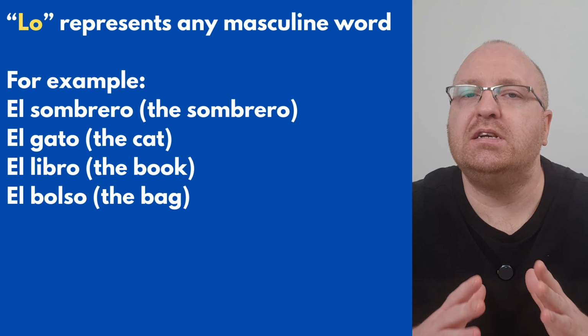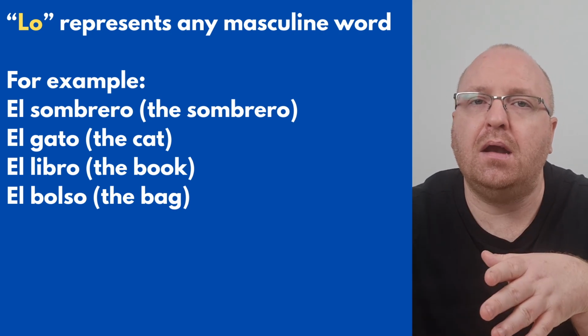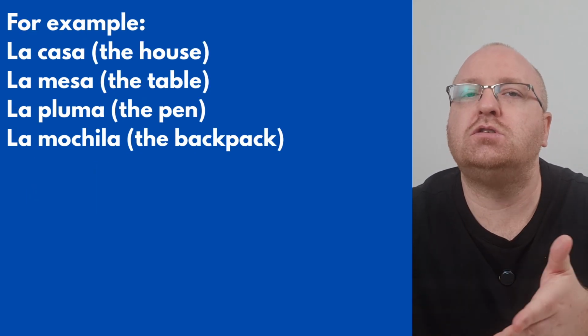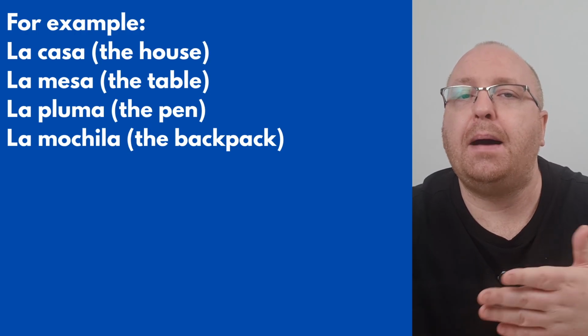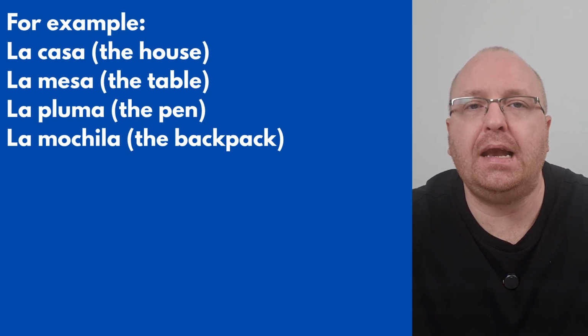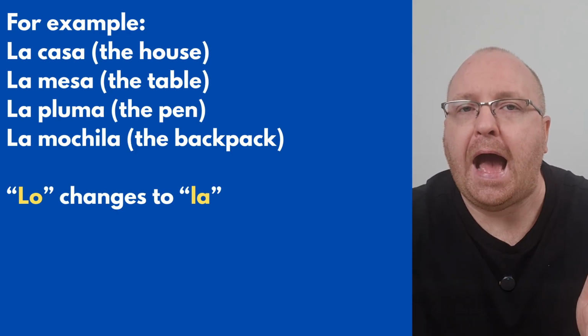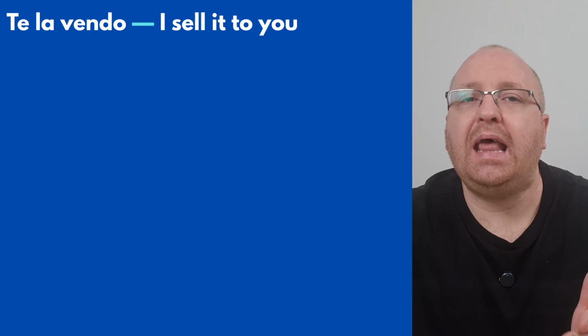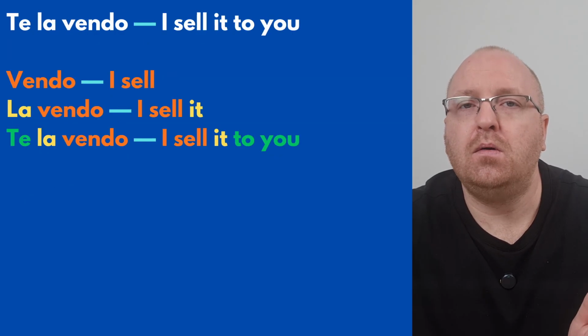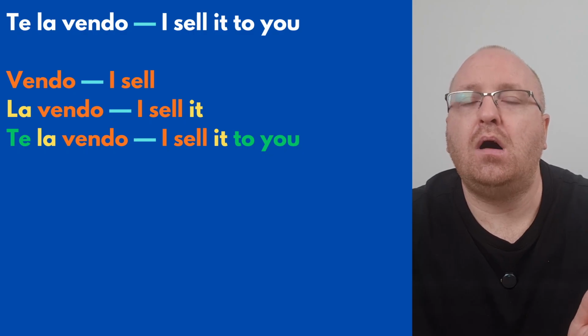But if the it in our example sentence was referring to something feminine, for example, la casa, the house, la mesa, the table, la pluma, the pen, la mochila, the backpack, we would replace the masculine lo with the feminine la. So our sentence would now be te la vendo. I sell it to you. Vendo, I sell. La vendo, I sell it. Te la vendo. I sell it to you. Same meaning in English, but this time in Spanish, the word for it is referring to something feminine.